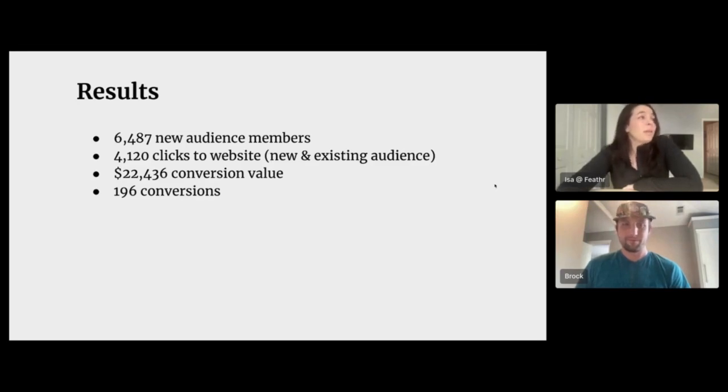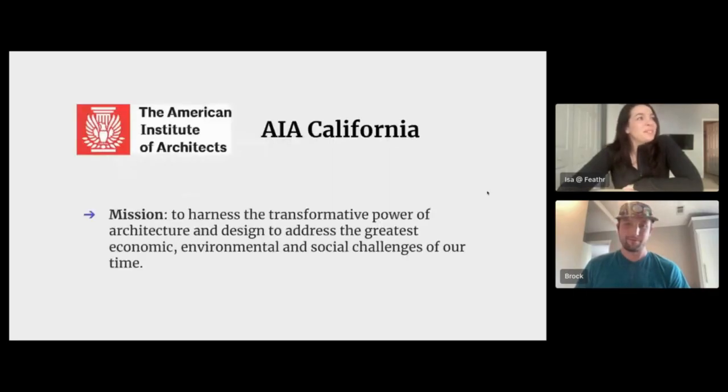So yeah, this campaign performed super well, got new audience members, got new people aware of the orchestra, and more website traffic. And then they sold 196 tickets through these campaigns and earned over $22,000 in conversion value here. So yeah, great stuff. Cool.